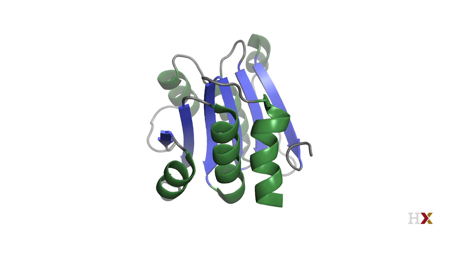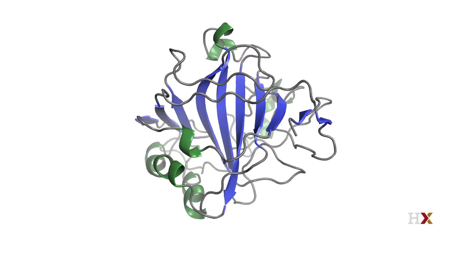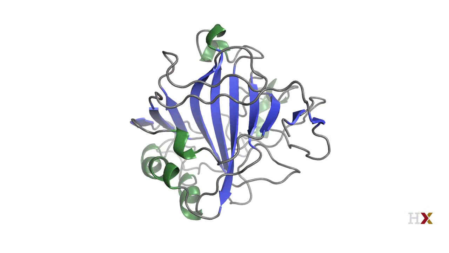An example of a mostly beta fold is carbonic anhydrase, shown here. Carbonic anhydrase catalyzes the interconversion of carbonic acid, the result of dissolved carbon dioxide, and bicarbonate. It is therefore a critical enzyme for maintaining pH balance in the blood.